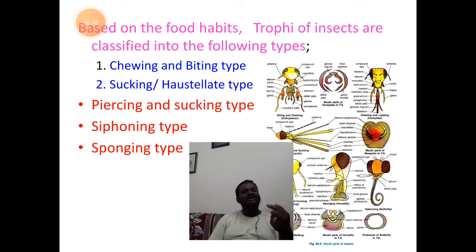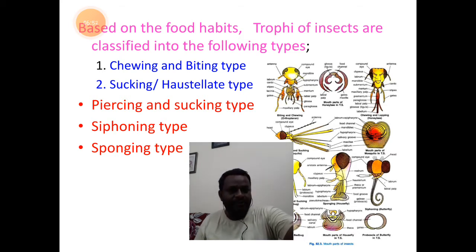So remember, based on the type of food what the insect feeds on, we have two major types, namely chewing and biting type for the solid food, sucking type for the liquid food. Under sucking type, we have piercing and sucking type, siphoning type and sponging type. So we are going to understand each of these types of mouth parts in detail now in this session.